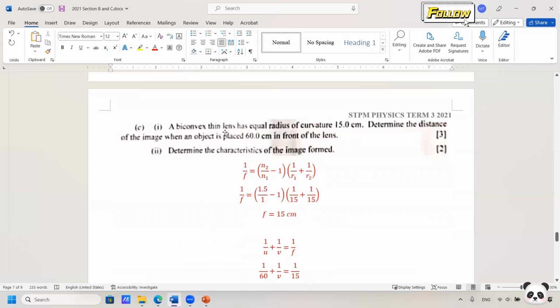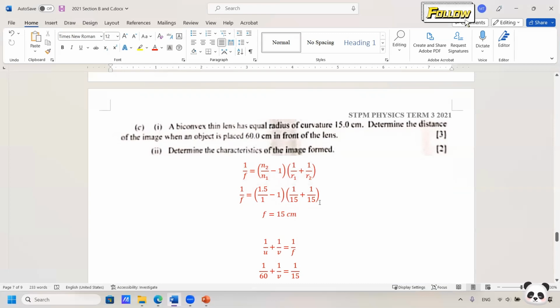A biconvex thin lens has equal radius of curvature 15 centimeter. Determine the distance of the image when an object is placed 60 centimeter in front of the lens. This is about a thin lens, and we shall use the formula 1 over u plus 1 over v equals 1 over f. But you are only given the radius and we need the focal length. So here comes the lens maker's formula: 1 over f equals (n2 over n1 minus 1) multiplied by (1 over r1 plus 1 over r2).